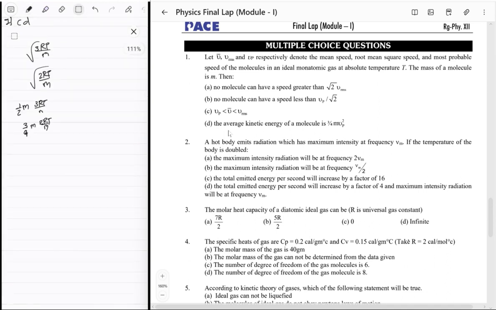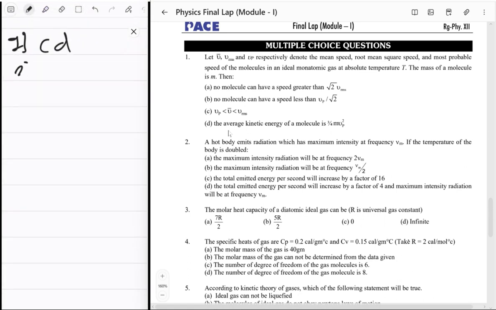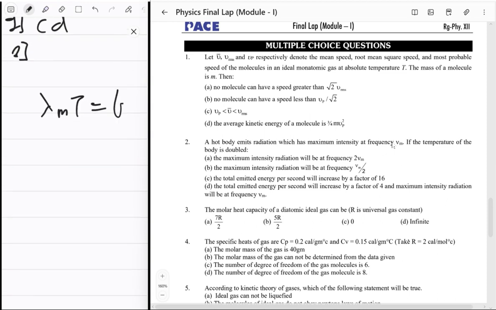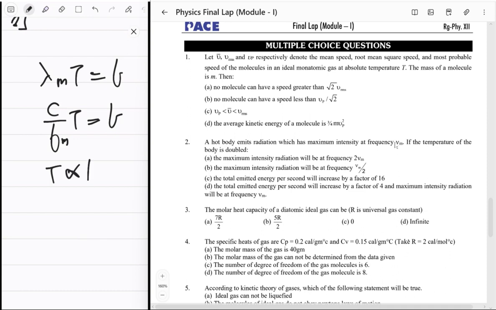Next question, second. A hot body emits radiation which has maximum intensity at frequency Vm. If the temperature of the body is doubled, what happens to frequency Vm? We know that lambda max times temperature is equal to the Wien's displacement constant. Since these are electromagnetic waves, it's C upon the frequency of maximum energy. So the frequency of maximum intensity times that is equal to the Wien constant.